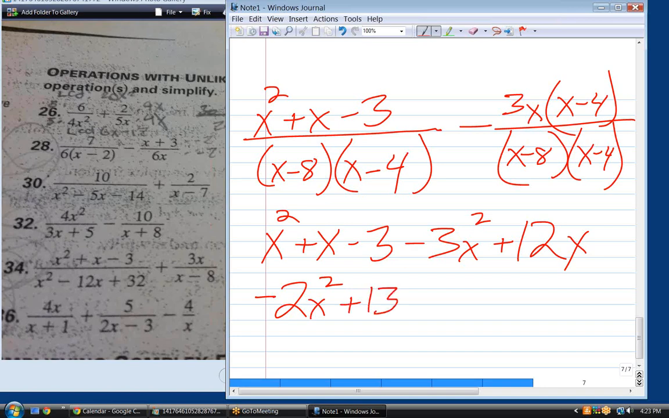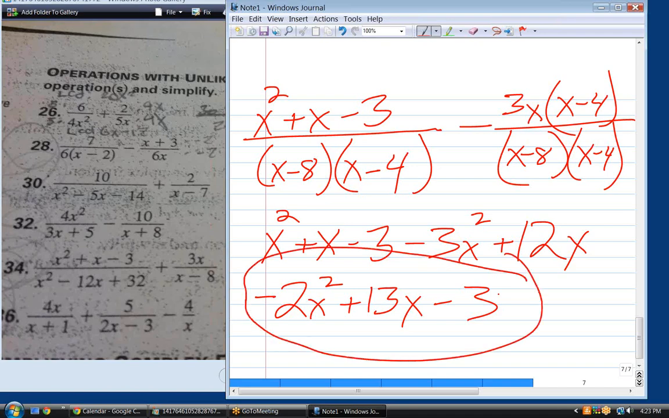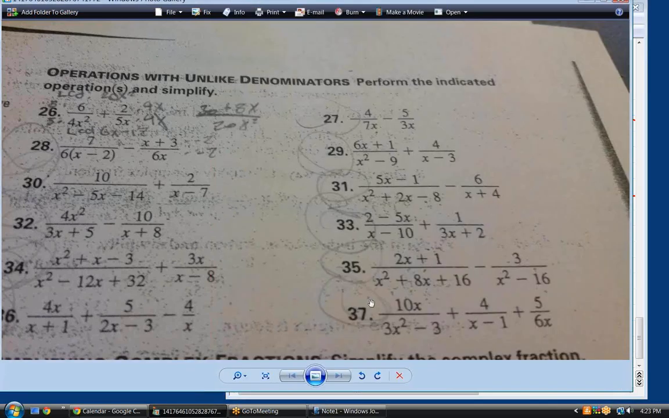How many x's do we have? 13. And our numbers are minus 3. So that is our new numerator. And our new denominator is that common denominator. Okay.